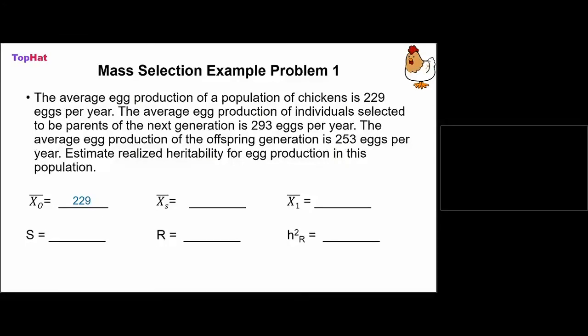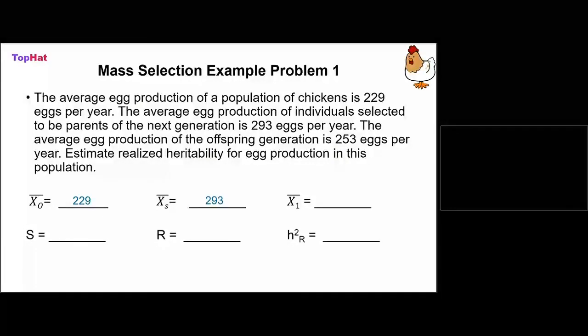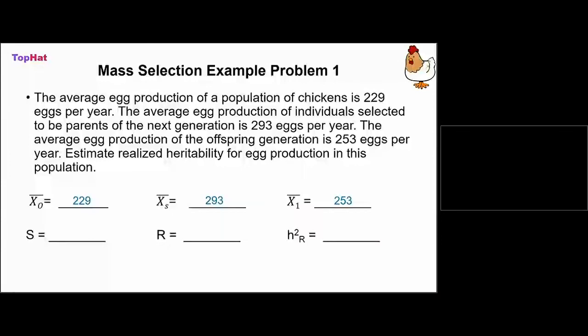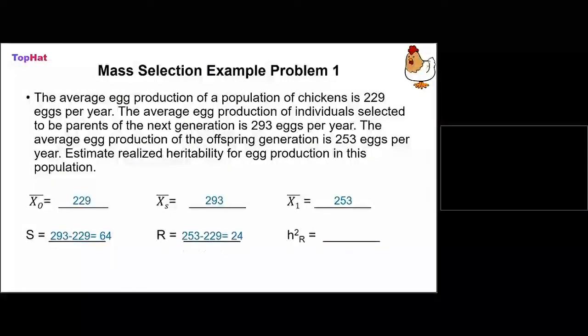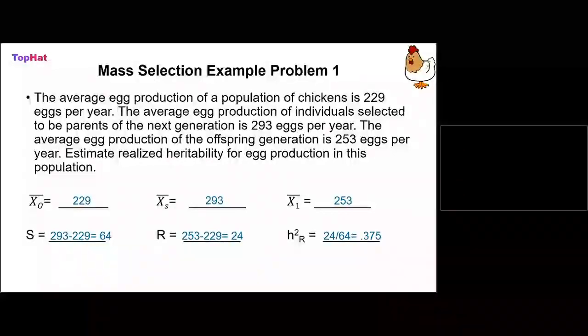So original average 229, average of those selected 293. Average in the next generation 253, right? Our S is 64, R is 24, and our heritability is 0.375. Okay? Questions about that one?